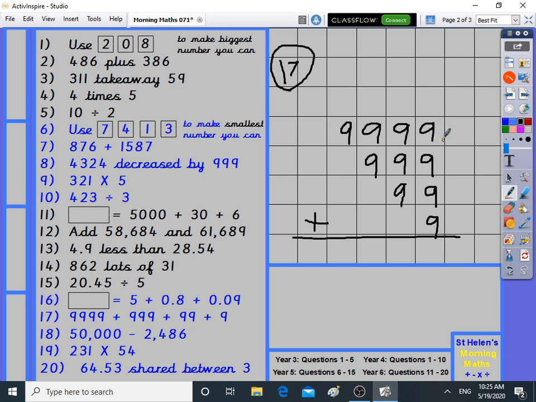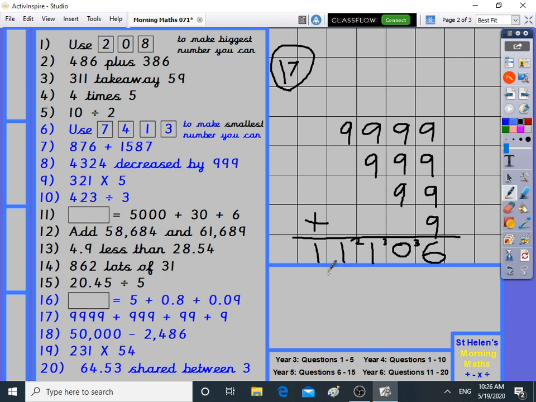I'm actually going to sing my 9s because 9 plus 9 plus 9 plus 9 is the same as 9 times 4. 9, 18, 27, 36. So that's 36. Next one, 9, 18, 27 plus 3 is 30. 9 and 9 is 18, plus 3 is 21. 9 plus 2 is 11. The addition wasn't actually that hard in the end.